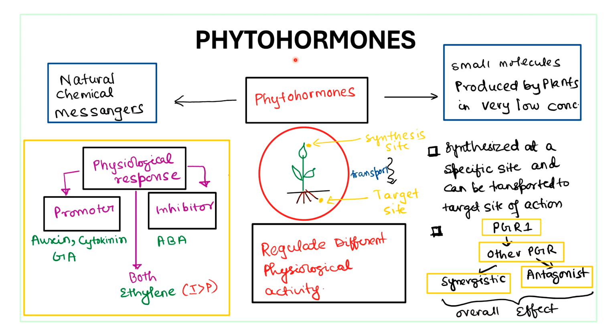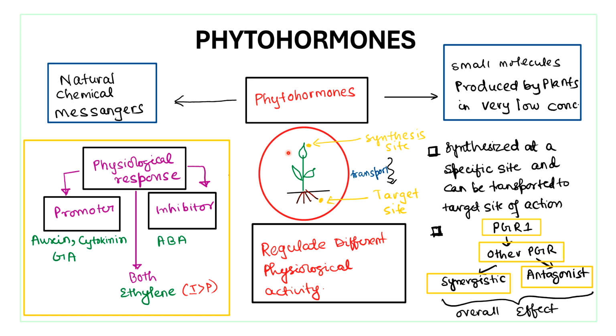Now, plant growth regulators, in other words, the phytohormones. Phyto means plant, hormones means natural chemical messengers. So, they are the natural chemical messengers produced by plants which regulate different physiological activities in plants. Clear? Now, these phytohormones are small molecules and they are produced by plants in very low concentration.